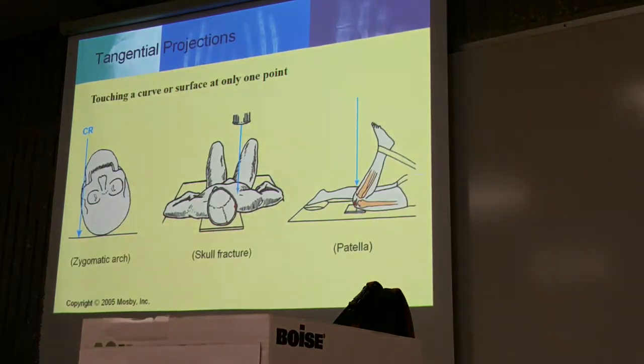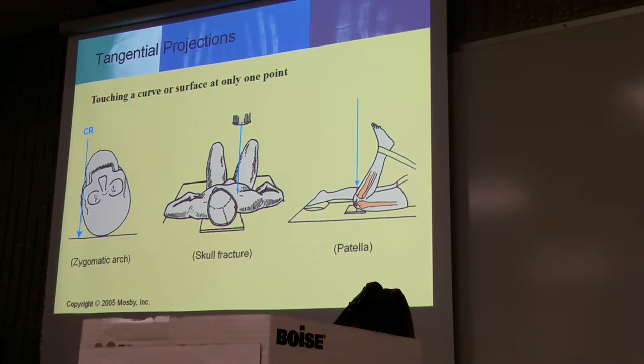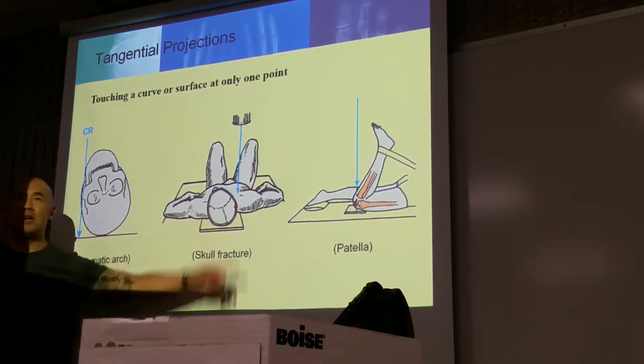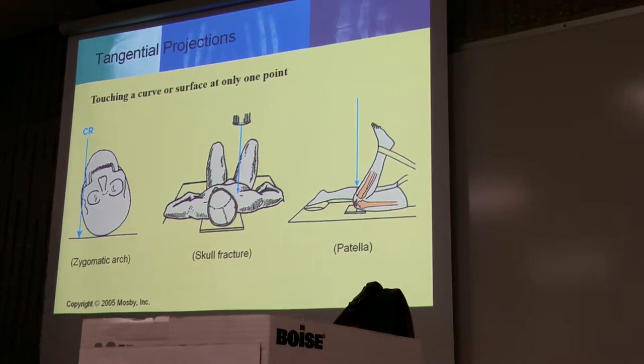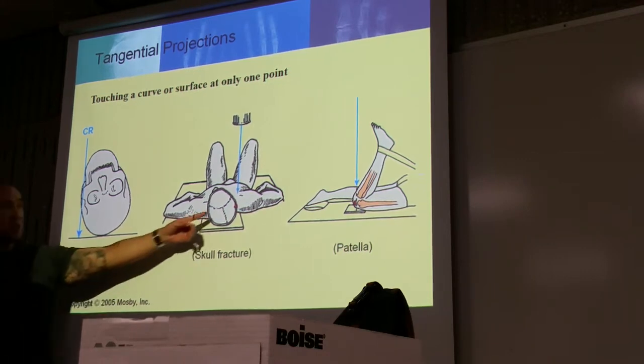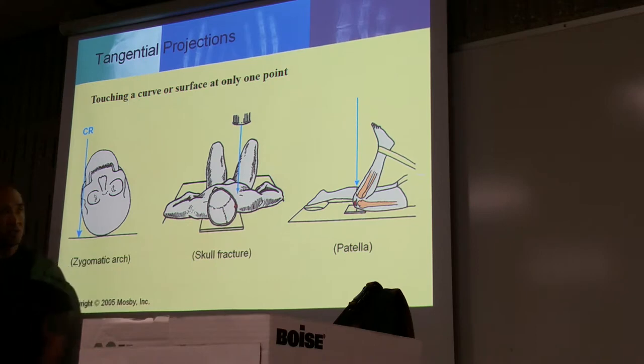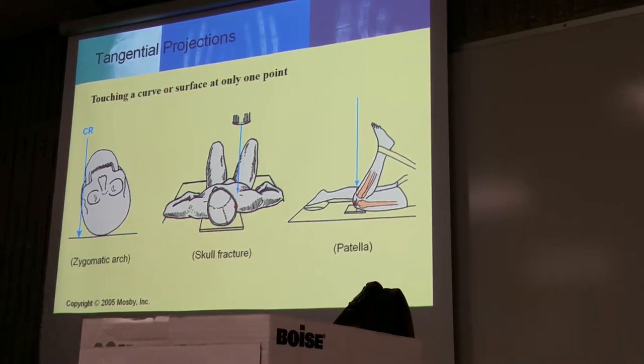All right, tangential is skimming of the body part. Here's an example of a skimming of the cheekbone or the zygomatic arch. Here's an example of the skimming of the bony calvarium to visualize a certain fracture of the skull. And then we also have a tangential projection of the patella.